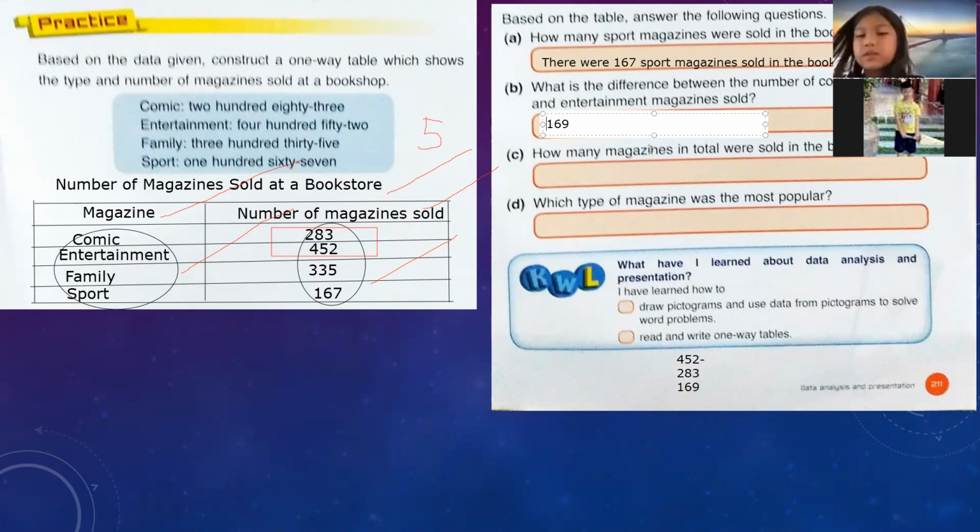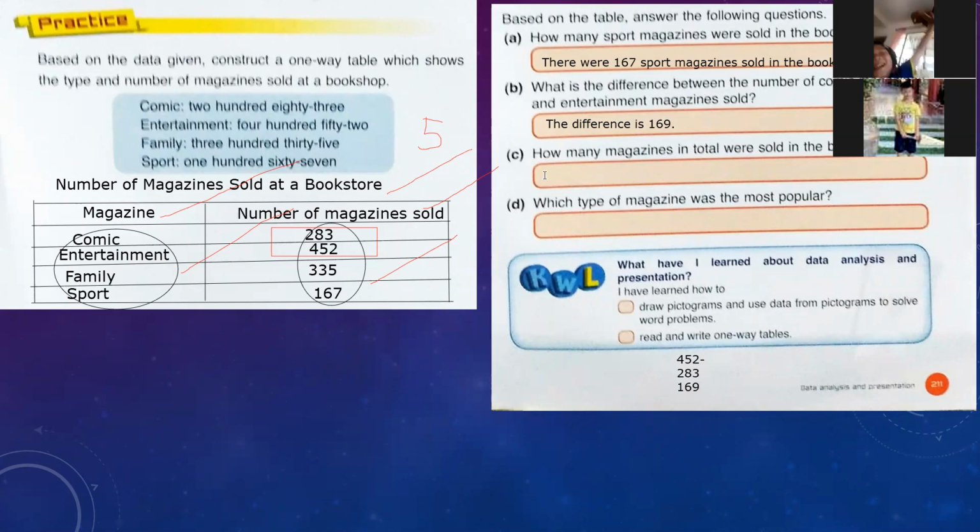The difference between the number of comic magazines. It's very long, so you can just say the difference. The difference of magazine. I think this is accepted already. I write like this. Yes, you can write like that, because your fingers are tired. The difference is 169. It's all right.